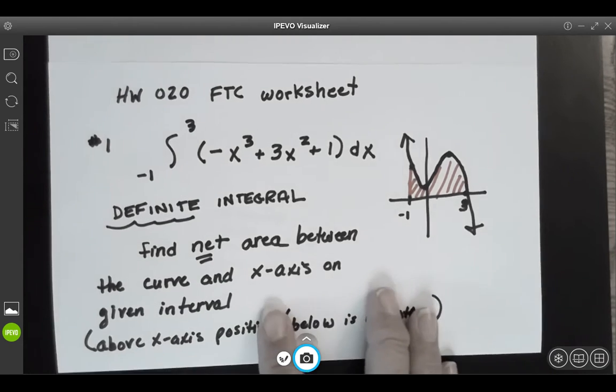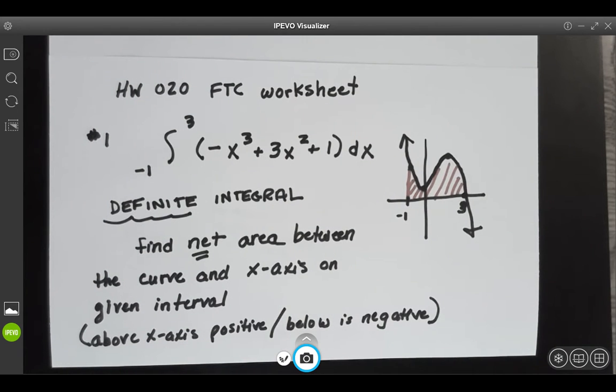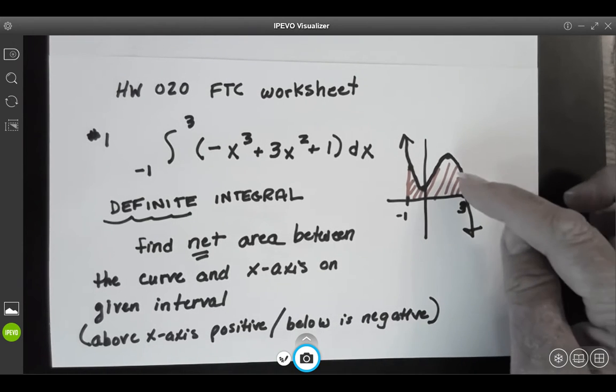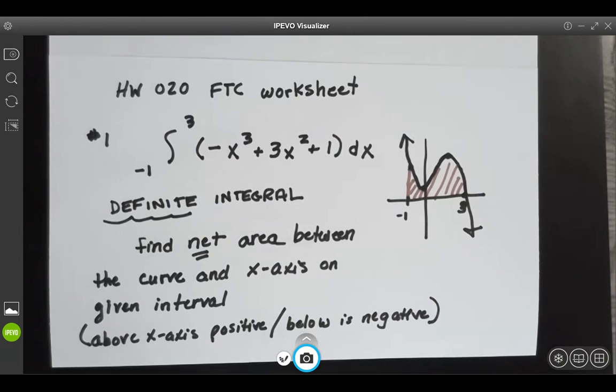There we go. A few of you have asked about homework 20, the worksheet that you had for this week, the fundamental theorem of calculus worksheet. And I'll just go through problem number 1. This is a definite integral. Your goal here is to find the net area between the curve and the x-axis.